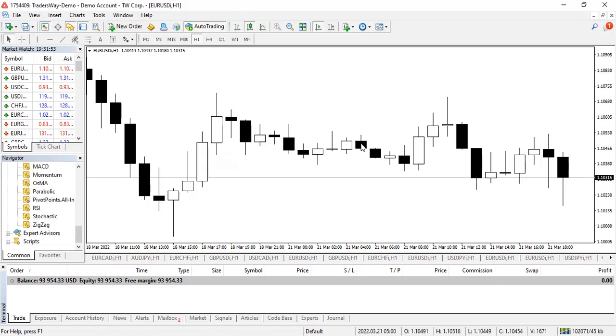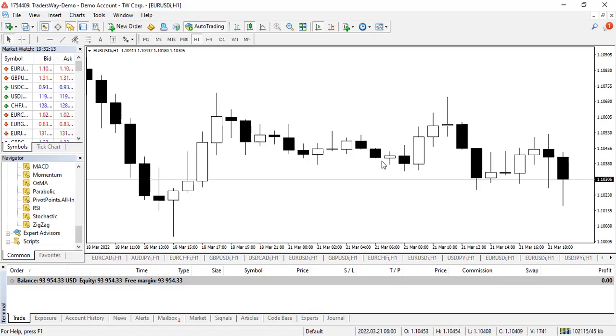normally use is the Japanese candlestick. We'll later treat the functions and how we can identify each of these candles. So those are the three types of charts we have.